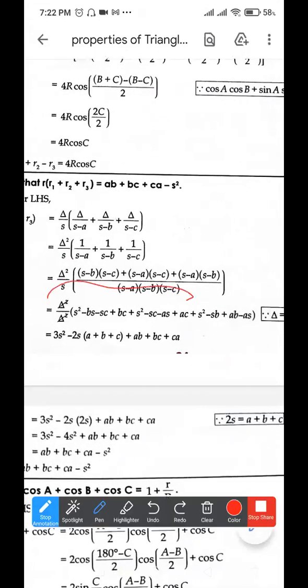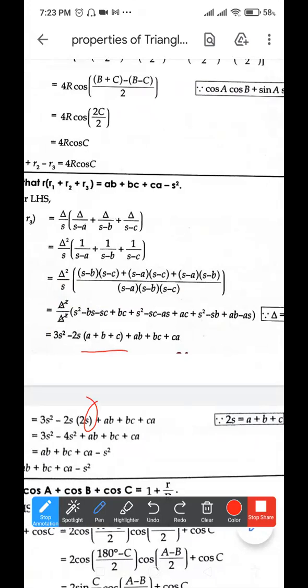So this will become delta square. This delta square and delta square get cancelled out. Then open the brackets. After opening the brackets, we will get s square minus bs minus sc. From that, you can take 2s as common from a plus b plus c. After taking common, a plus b plus c is nothing but 2s.